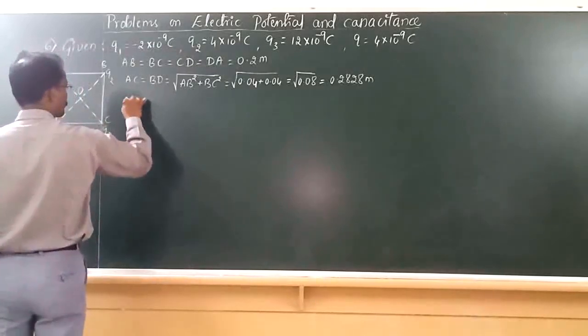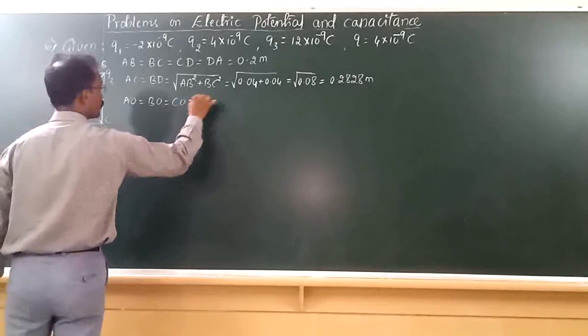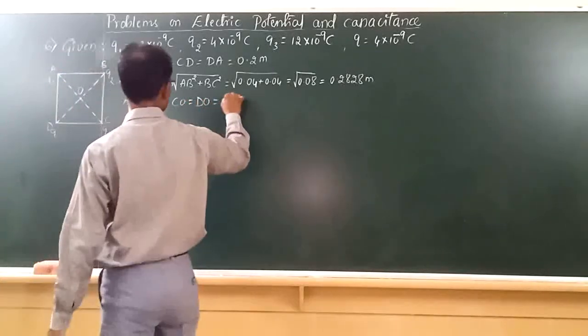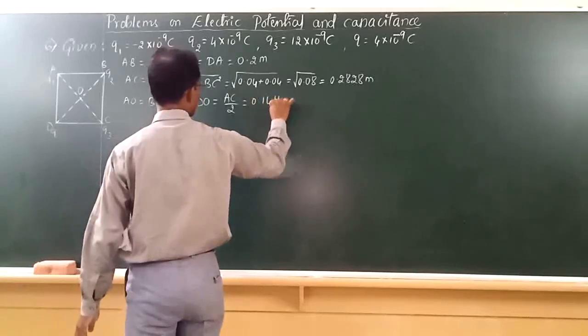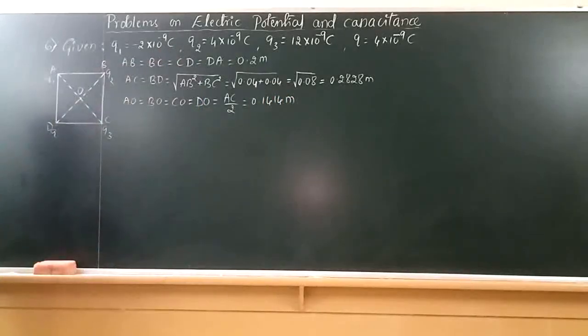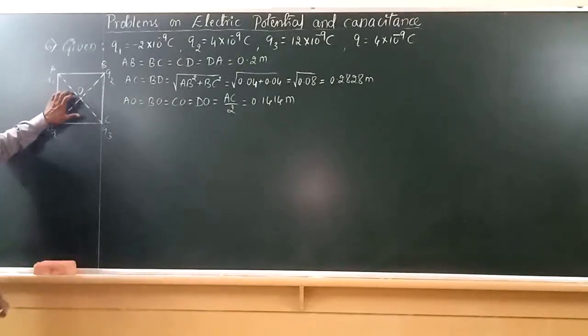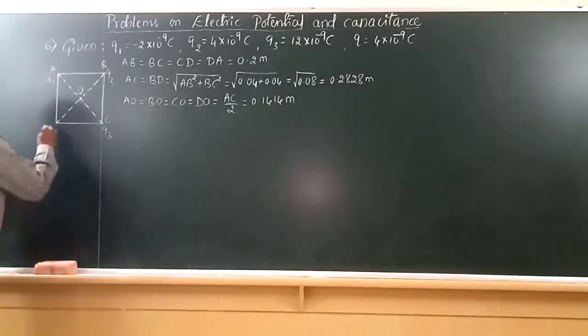Next, AO is equal to BO is equal to CO is equal to DO is equal to AC by 2, which is equal to 0.1414 meter. First, find out the potential at O and potential at D, then find out the potential difference.